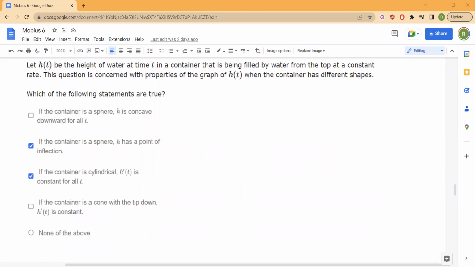Okay, let h(t) be the height of water at time t in a container that is being filled by water from the top at a constant rate. This question is concerned with the properties of the graph h(t) when the container has different shapes. Which of the following statements are true?